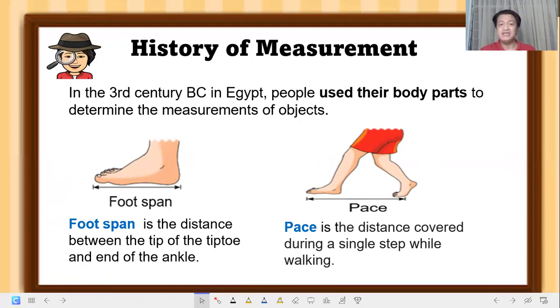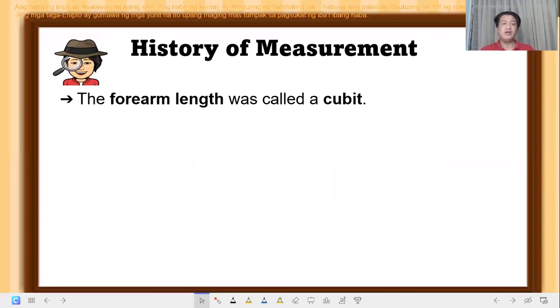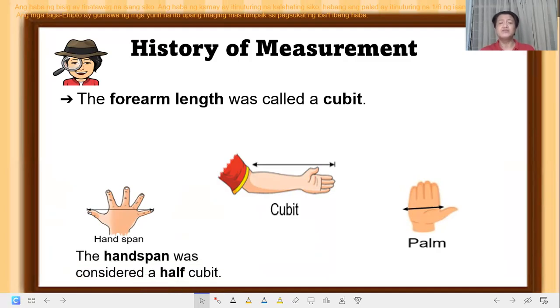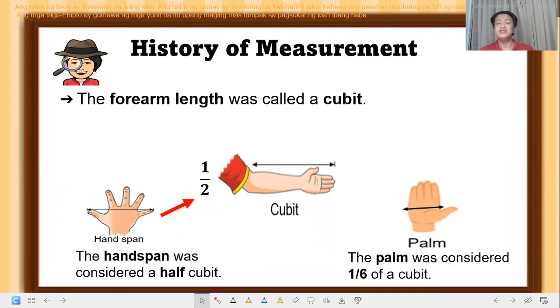Okay, so with that, the forearm length was called the cubit. So ito yan, no? Okay. So and then we also have the palm and the handspan. Ano yung relationship ng bawat isa dyan? Okay. So meaning to say, the handspan was considered a half cubit. Okay, so yan yung kanyang katumbas, 1/2 lang siya. And then yung ating namang palm is considered 1/6 of a cubit. So yan yung kanyang katumbas, 1/6.